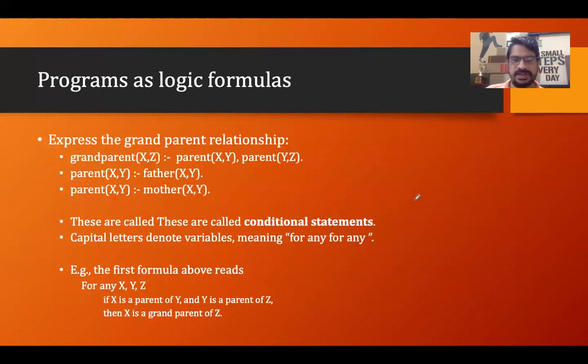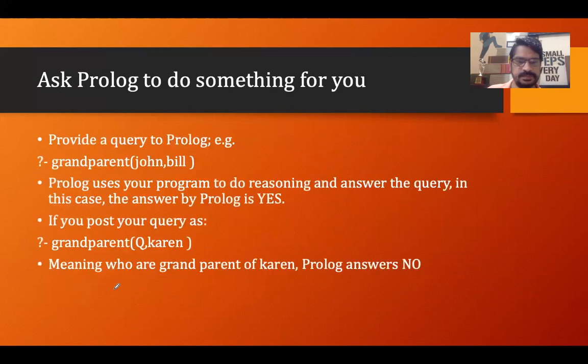Now, in this, we asked two questions actually. So what was the question? The question was, is John a grandparent of Billy? John is the grandparent of Billy or not? So this question we asked. This is a yes or no question. So John is the grandparent of Billy. That is the first question.